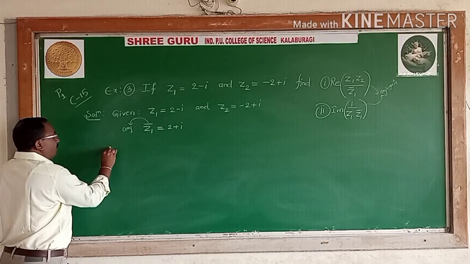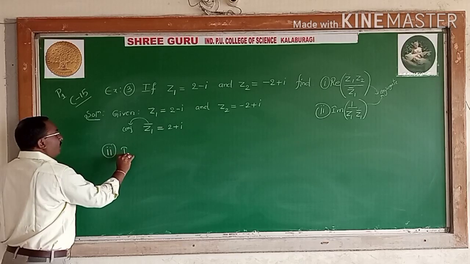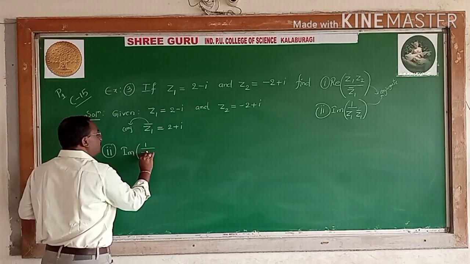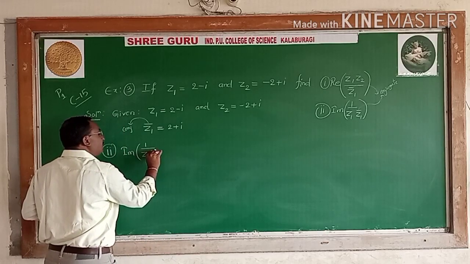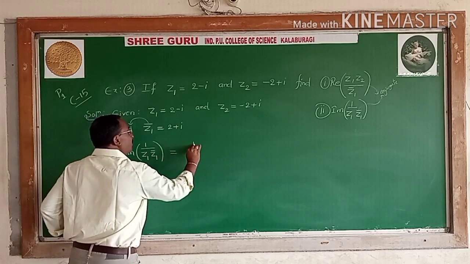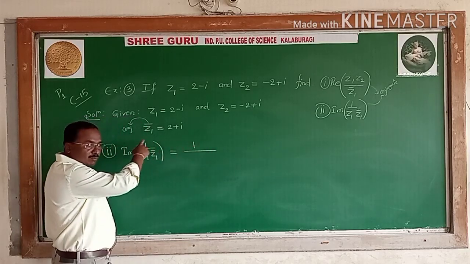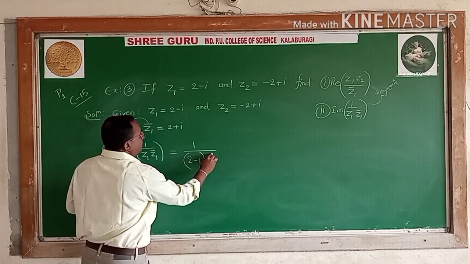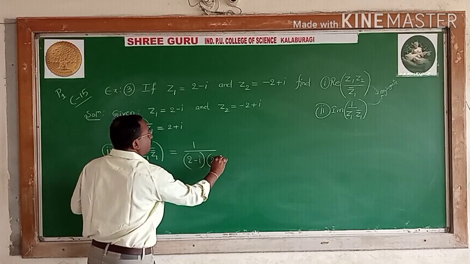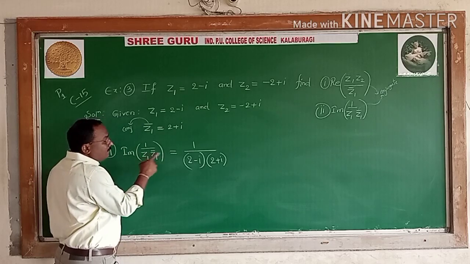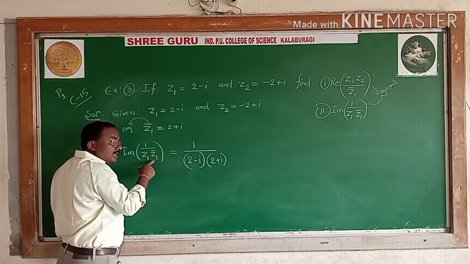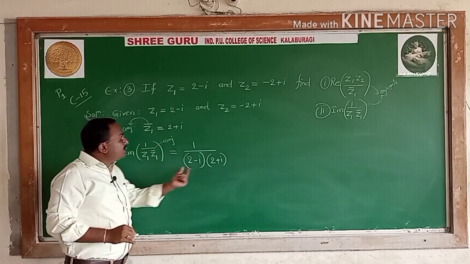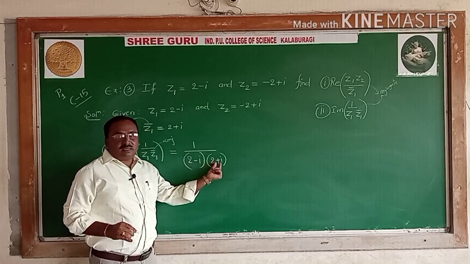In continuation, the second one is the imaginary part of 1 by Z1 and its conjugate, the bar. First, simplify the complex numbers. Z1 is 2 minus i, and Z1 bar is its conjugate. Conjugate means changing the sign of the imaginary part.